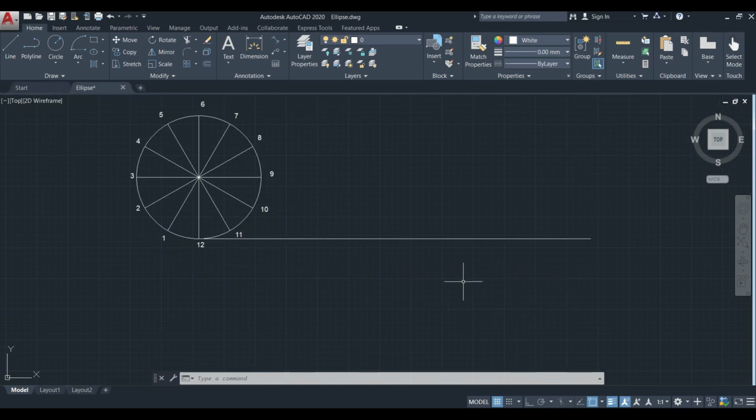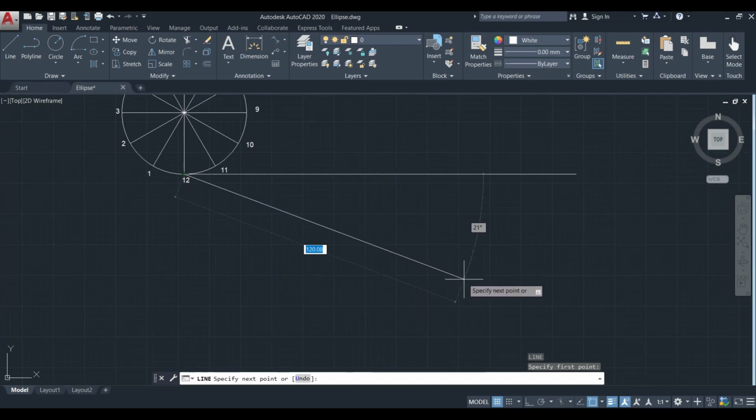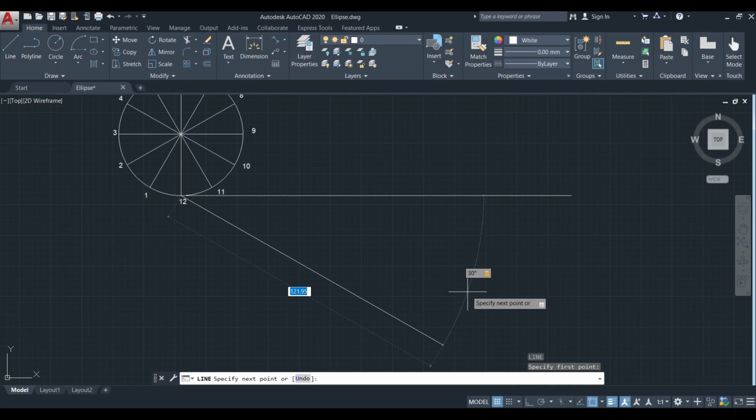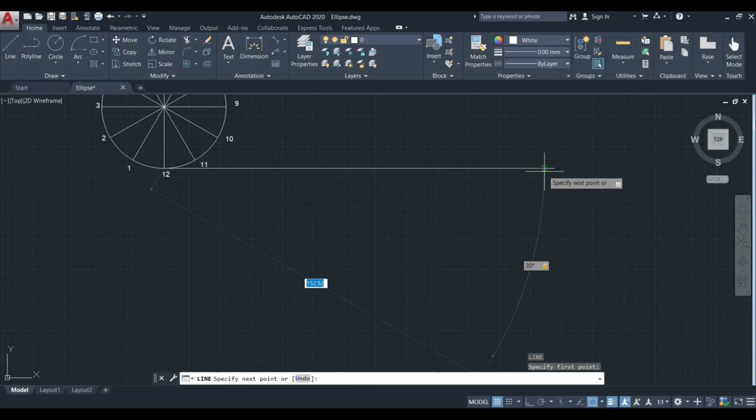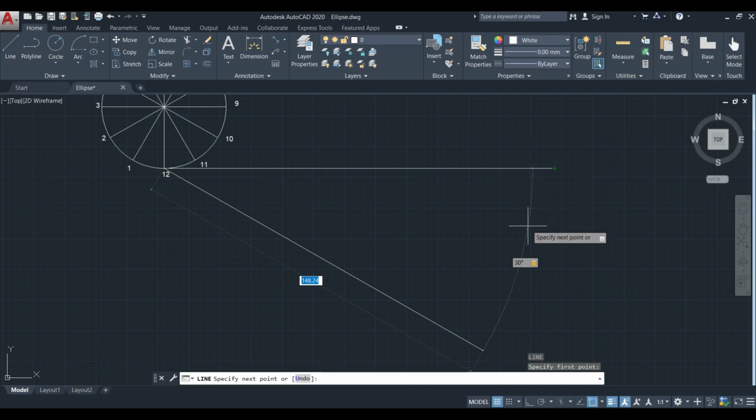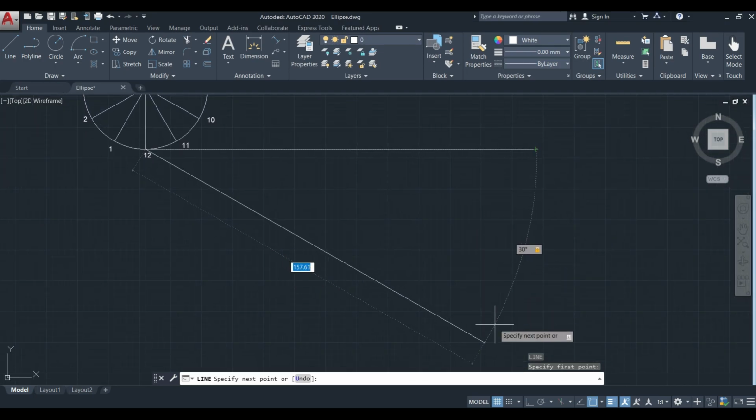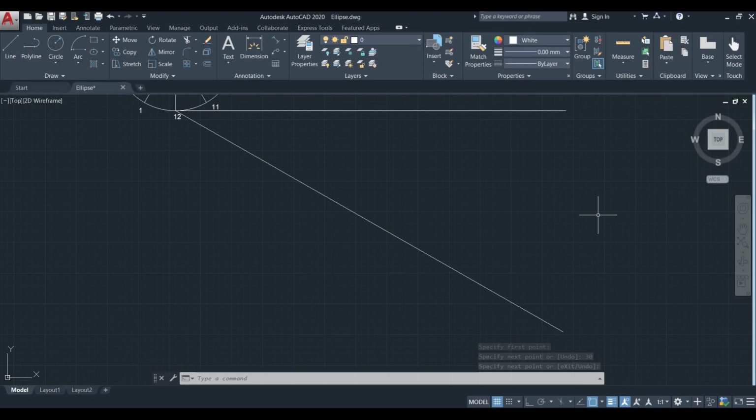For that we have to use the same method used before, that is, draw a line connecting the point 12 at an angle of 30 degrees, with a length that is divisible by 18. Here the length of the horizontal straight line is 157.079 mm, so I am going to take 180 mm. 180 mm is completely divisible by 18. 180 by 18 gives 10 mm. So I have taken 180 mm here.